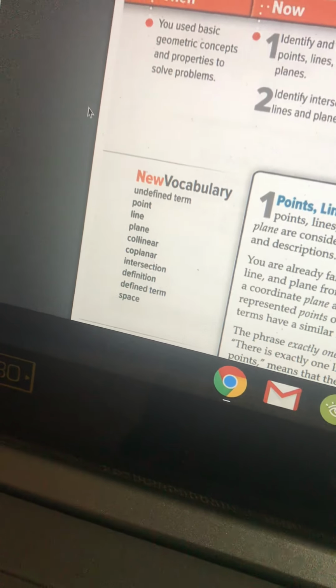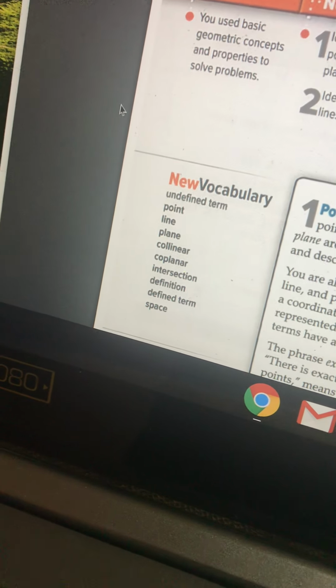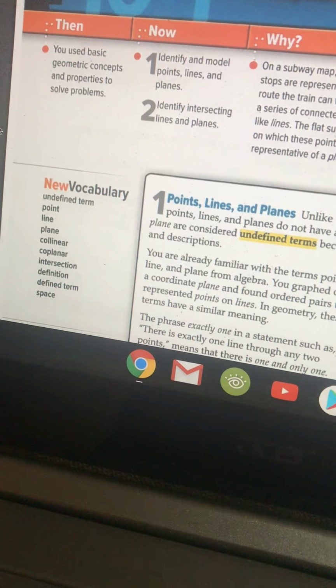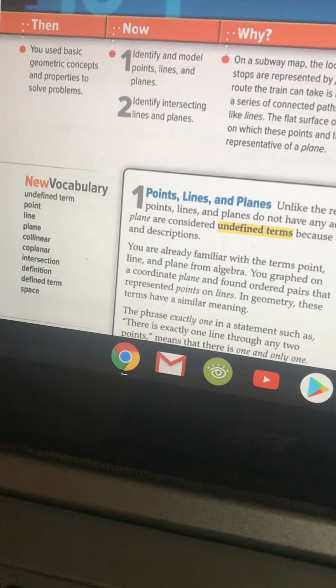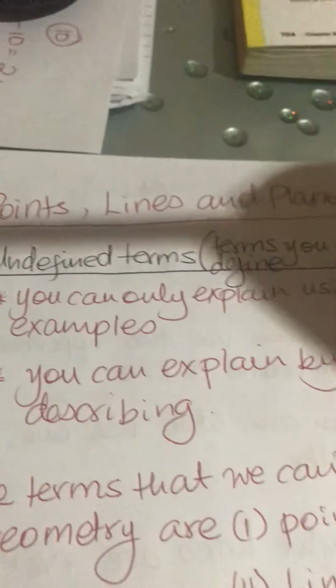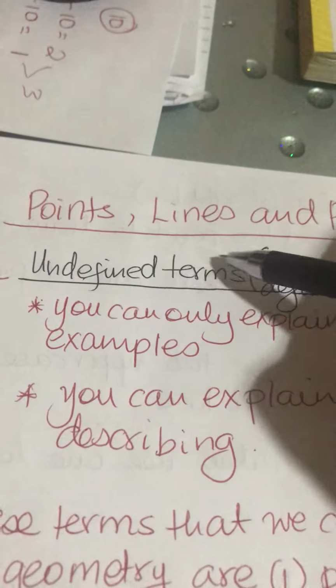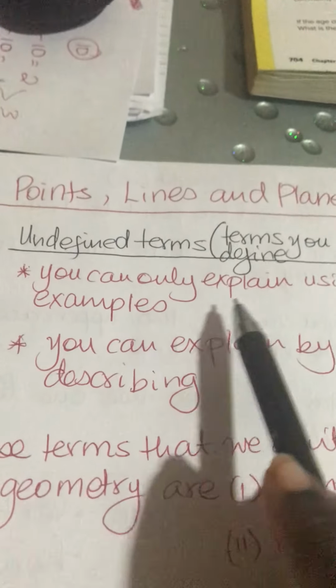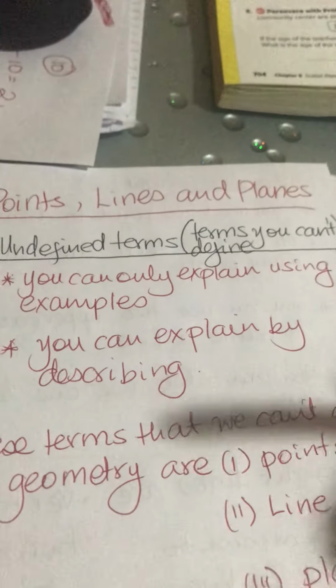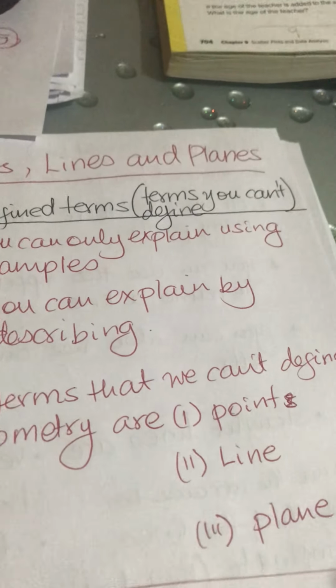We will do some examples. I will use some things that I have here around me, because remember, math is not only in the book, it is everywhere in life. Everything we do, we have to see the math in it. Okay, so things you cannot define are what we're calling undefined terms. So there are some terms in geometry we cannot define. That is why we are calling them undefined terms. Okay, that means you can only explain using examples, or you can explain by describing. It is yellow, it is blue, it is round, it is straight, like that.